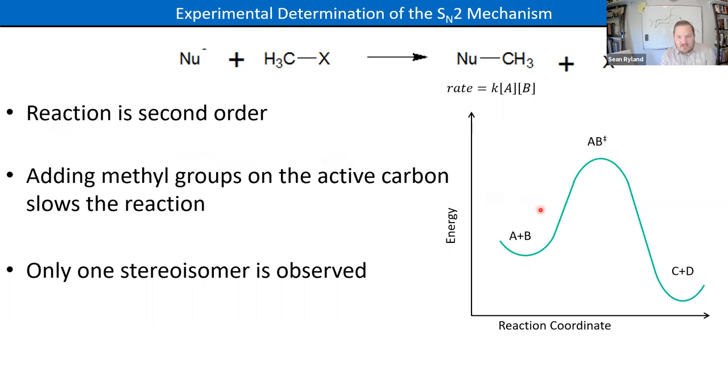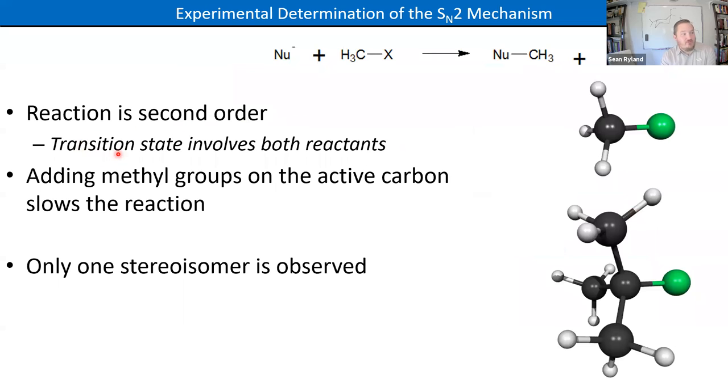So the fact that it was second order tells us our potential energy surface looks like this. Therefore, the transition state involves both reactants, right? That's our two-car collision. You need two cars for a two-car collision. They also noticed that when you add methyl groups to the active carbon, so the active carbon is the one that has the halogen on it that's going through the substitution reaction.